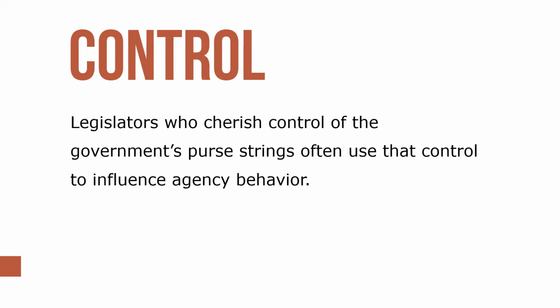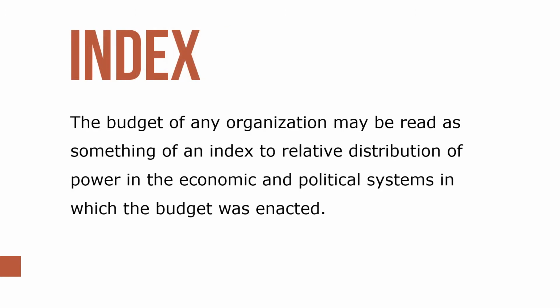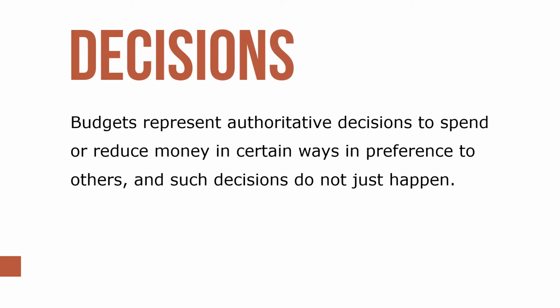Legislatures who cherish control of the government's purse strings often use that control to influence agency behavior. The budget of any organization may be read as something of an index relative to the distribution of power in the economic and political systems in which the budget was enacted. Budgets represent authoritative decisions to spend or reduce money in certain ways in preference to others, and such decisions don't just happen. They're made through a political process in which power and persuasion are critical to success.